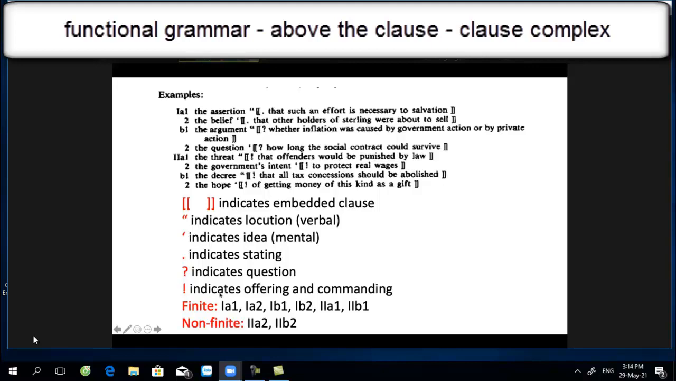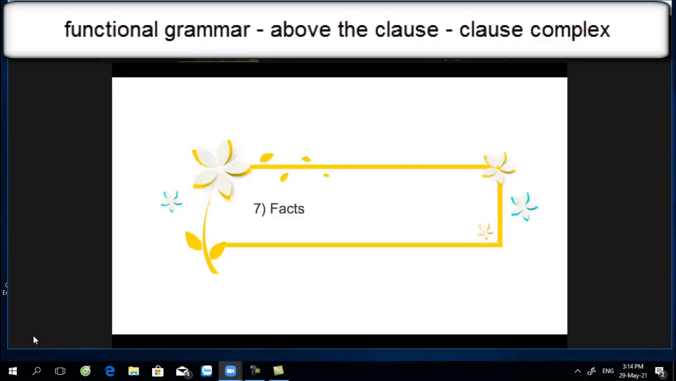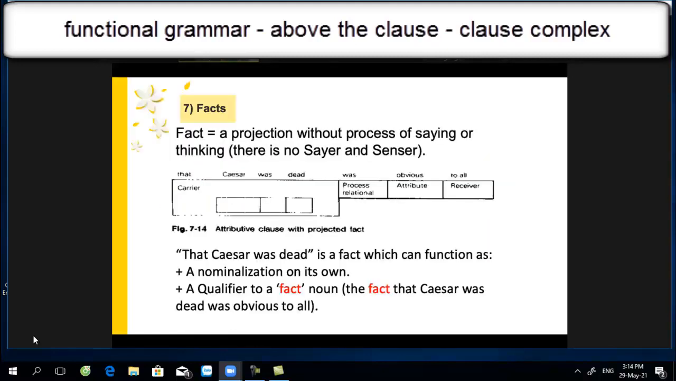And Dr. Halliday also noticed some kind of finite and non-finite. Well, actually, there are only 2 non-finite in the 6th example here. The first one is this one, to protect real wages. So the to-verb here is a non-finite. The second one is the last one, of getting money. So of getting money here is a non-finite too. And the rest is finite. You can see the verb, it's called finite. Yeah, the tense, sorry. So the next part, the last part, fact.